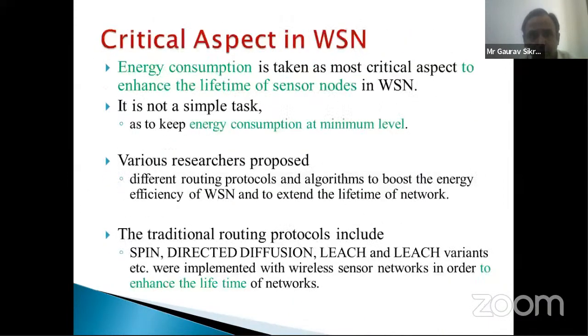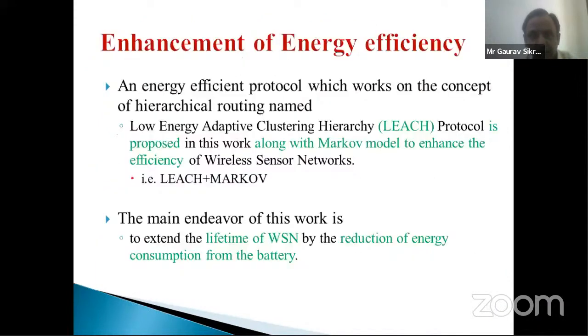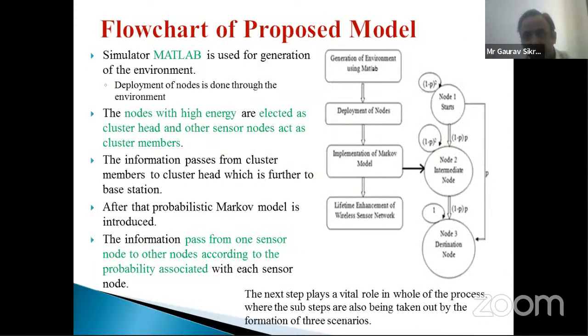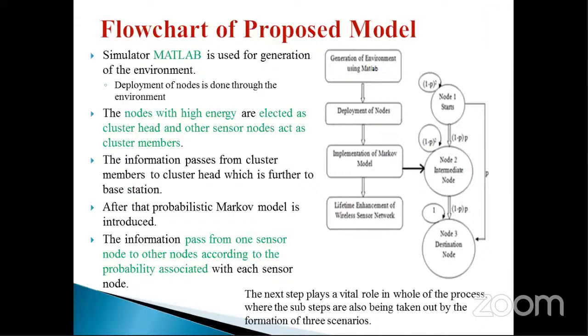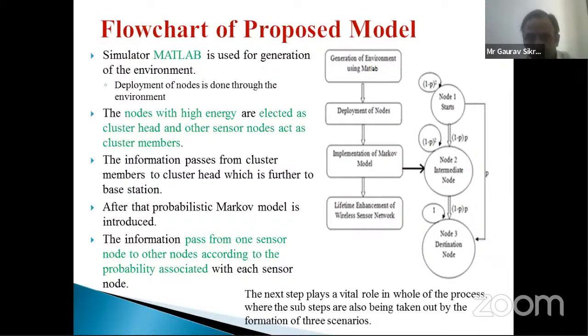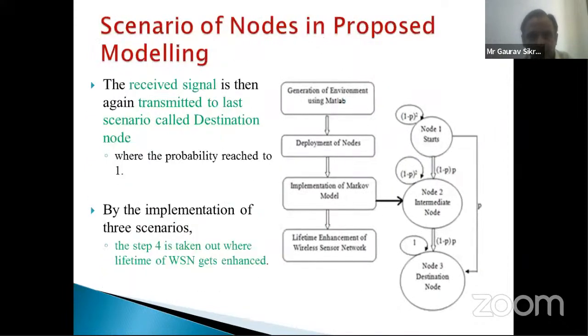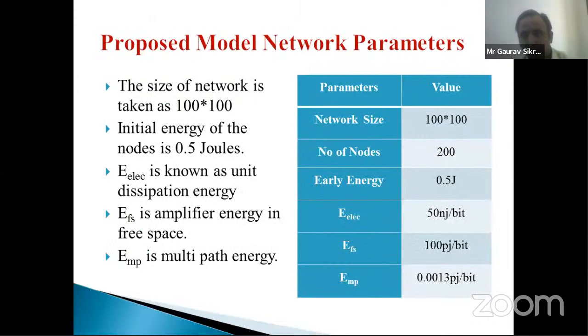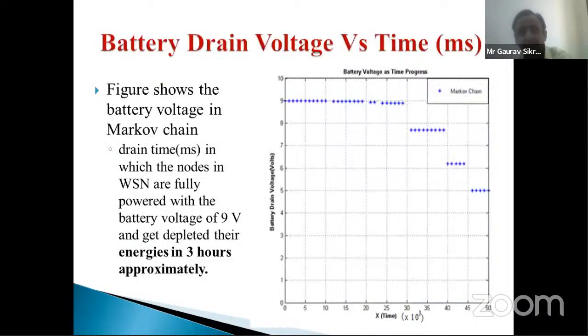And now we are going to conclude this. This is the enhancement efficiency. This is the kind of environment being used, using MATLAB. We have MATLAB and deployment of nodes. Implementation of the Markov model increases the efficiency of the antenna systems. We have used a network size of 100 multiplied by 100 with 200 nodes. These are the energy parameters being used, and these are the results obtained.